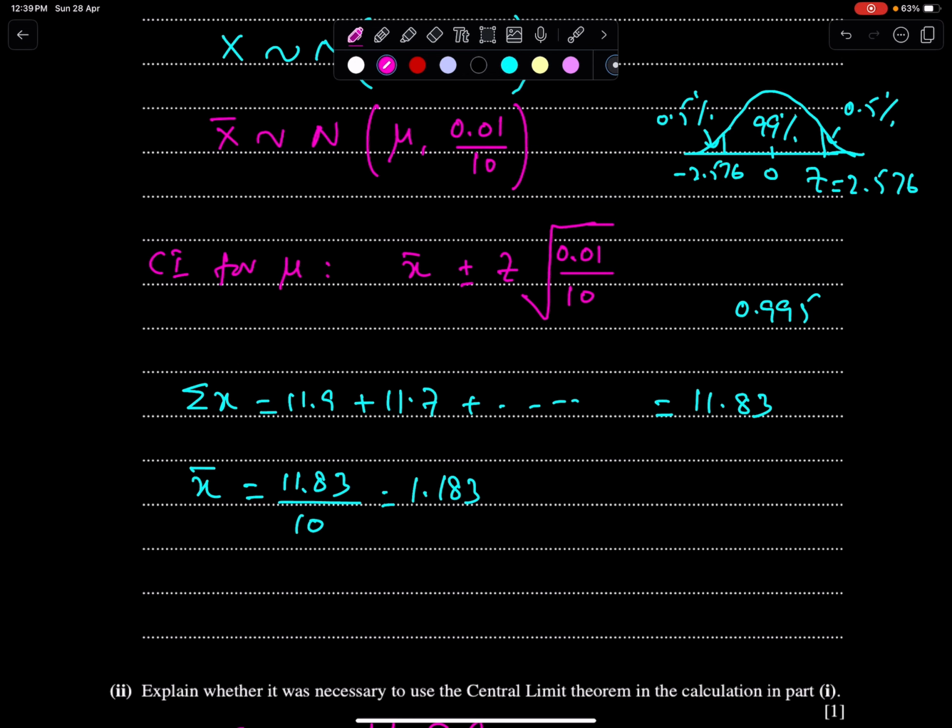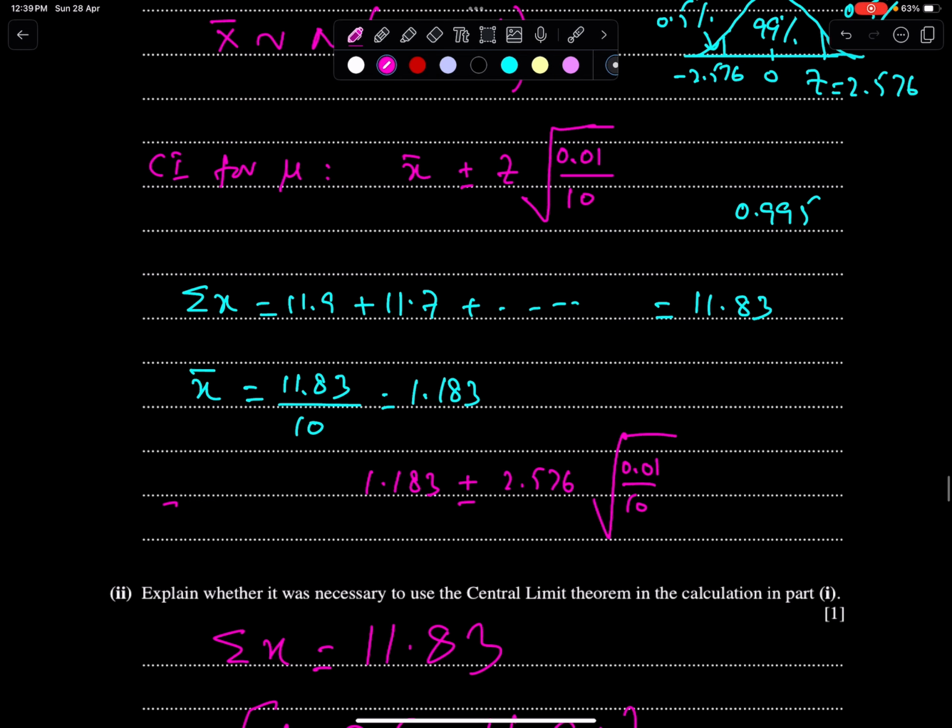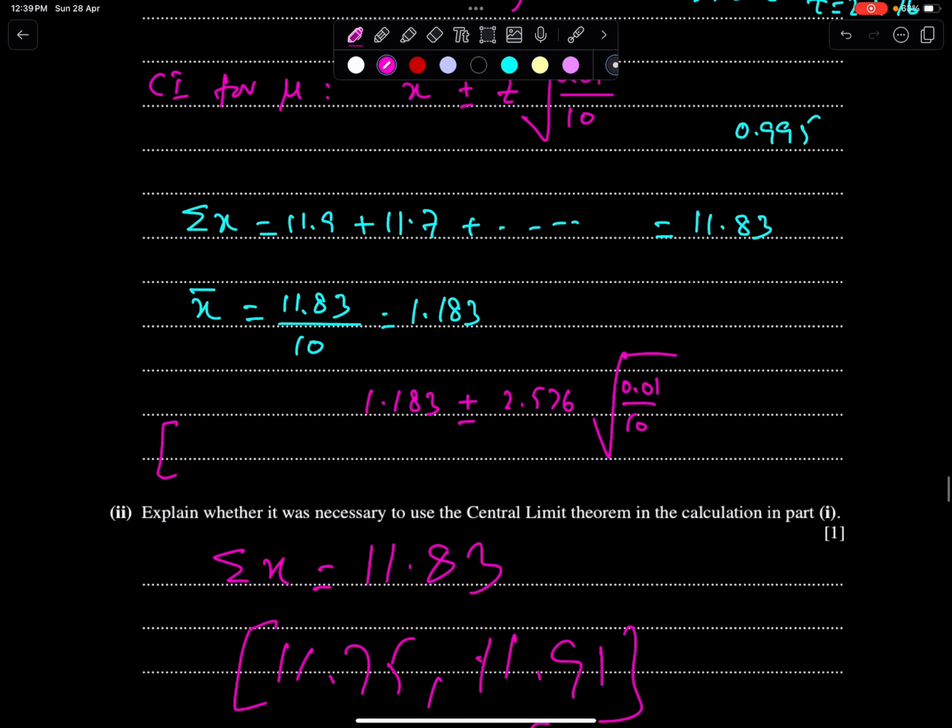Now, confidence interval: 1.183 plus minus 2.576 under root 0.01 over 10. And the answer is 11.75 and 11.91. This is the confidence interval for mu.